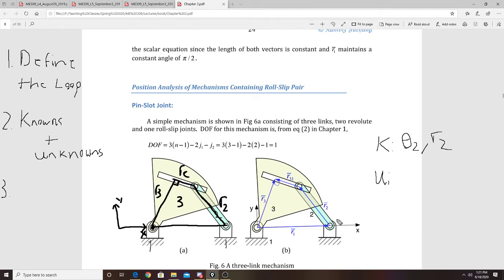And the reason why is because theta 2 is our input, so it is that right here. Theta 2 is our input, as well as R2 is some known length, right? We know that it is this long all the time. It does not change, therefore we can measure it and we know it, right? Let's try the next one.